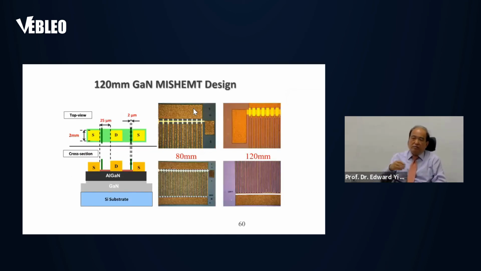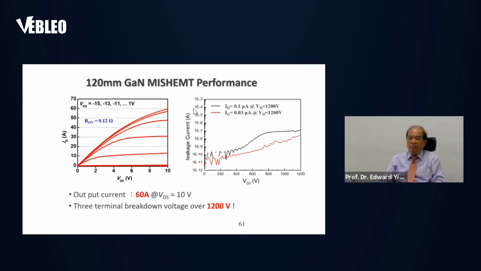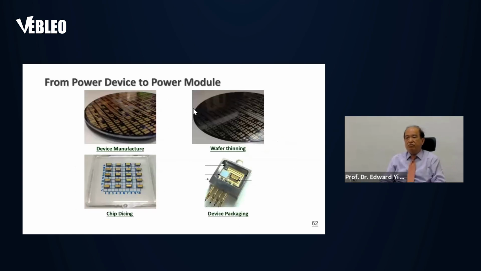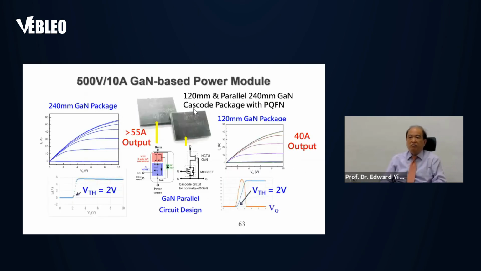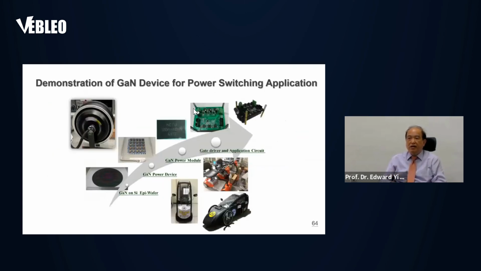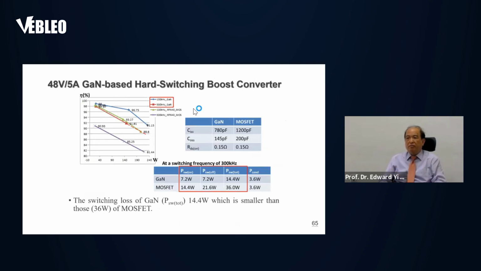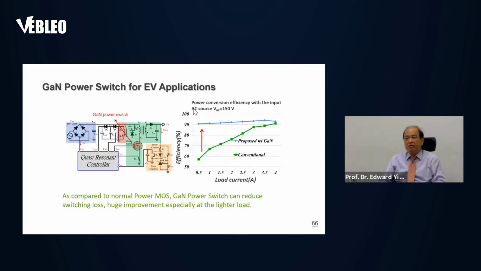So this device we use is 120 millimeter, and this gives you 60 amp at 1200 volt. And this is the device we make. And this is the device we use for some applications. We also use it for some real applications in vehicles, and this is a boost converter. You can see the power consumption is much lower than most MOSFETs. And also for some EV applications.